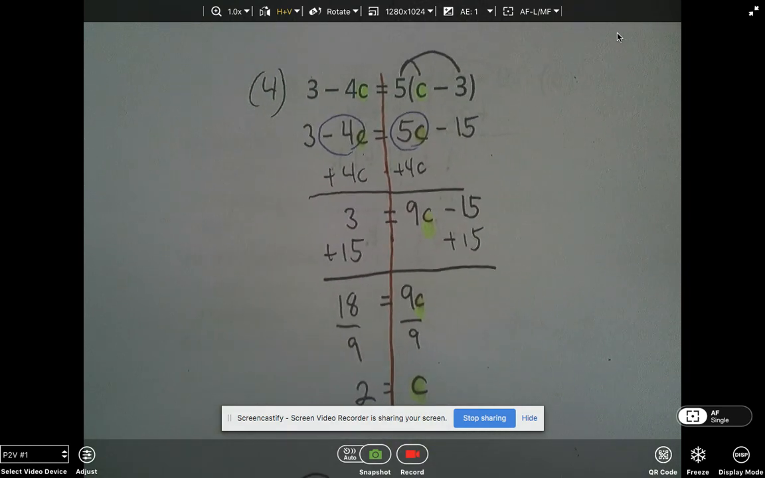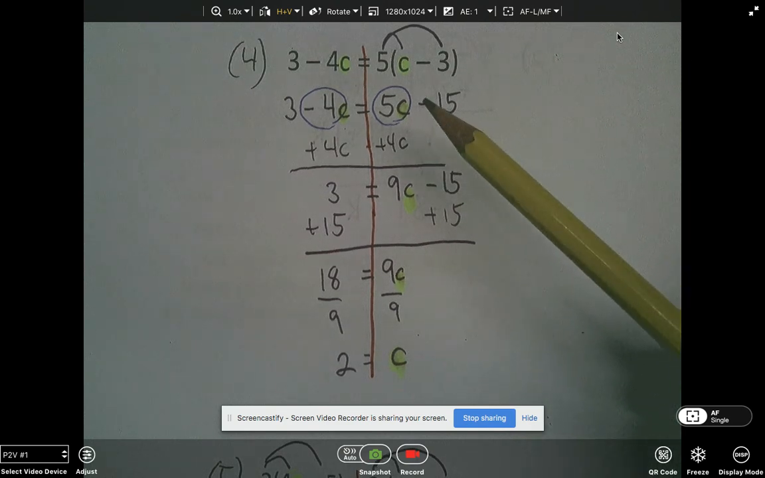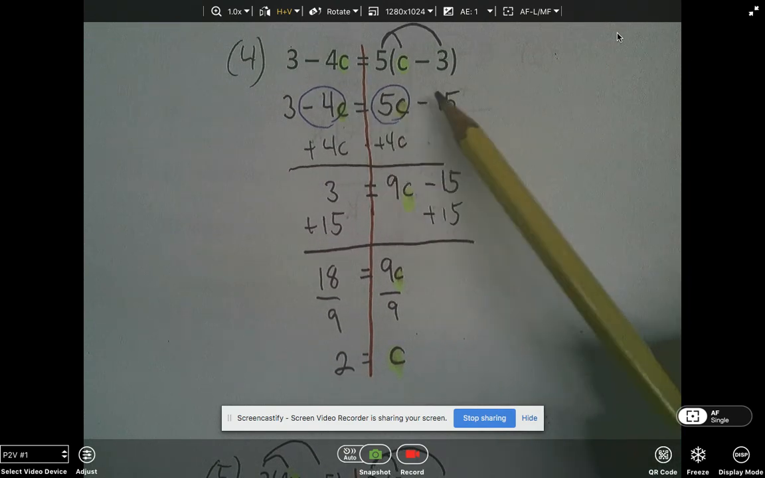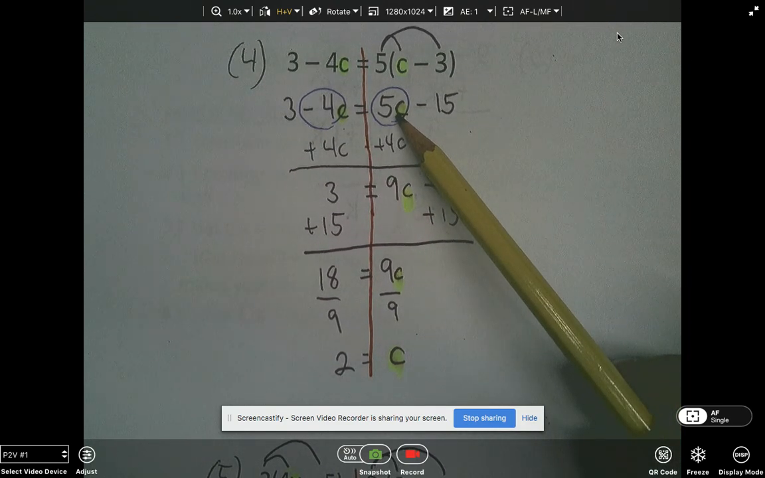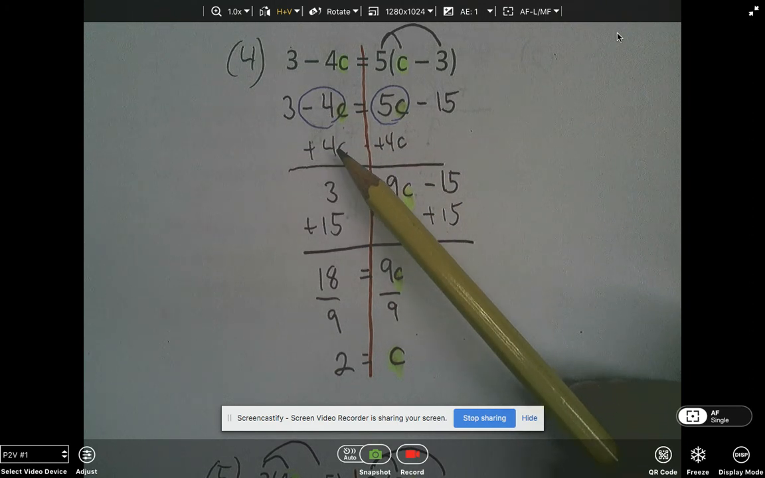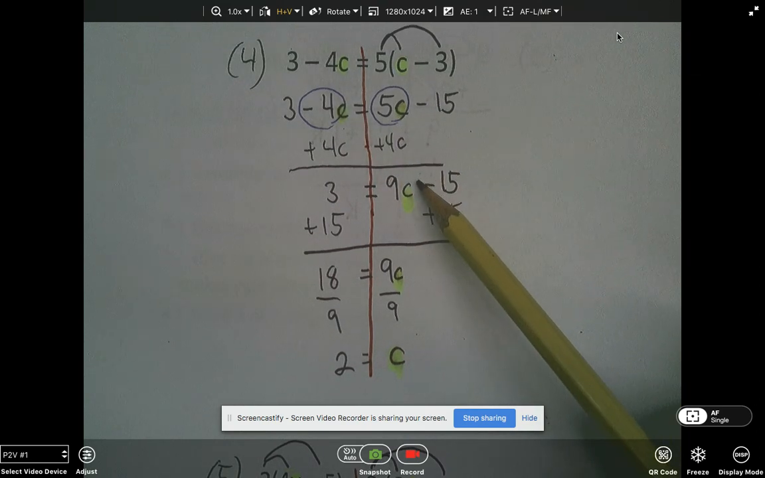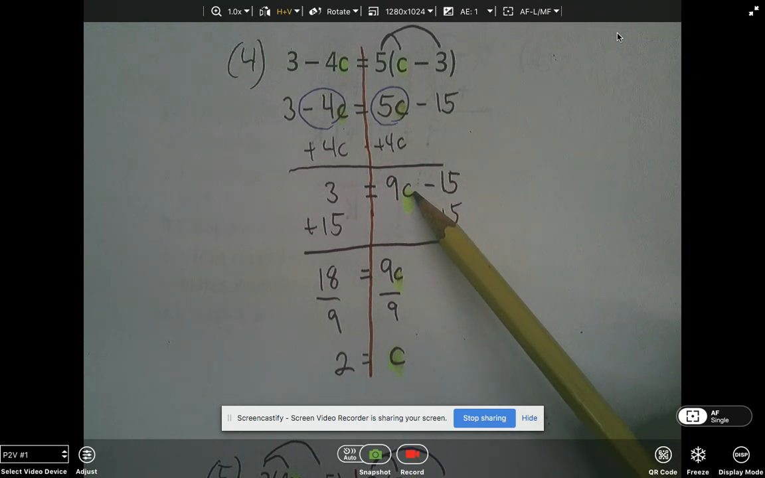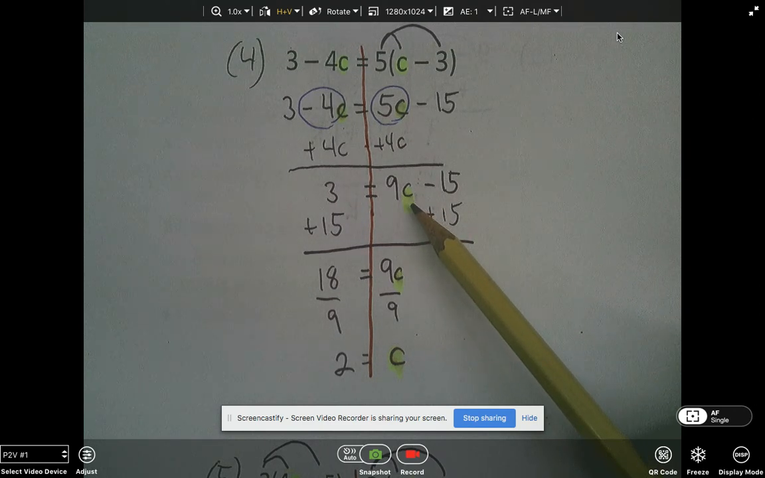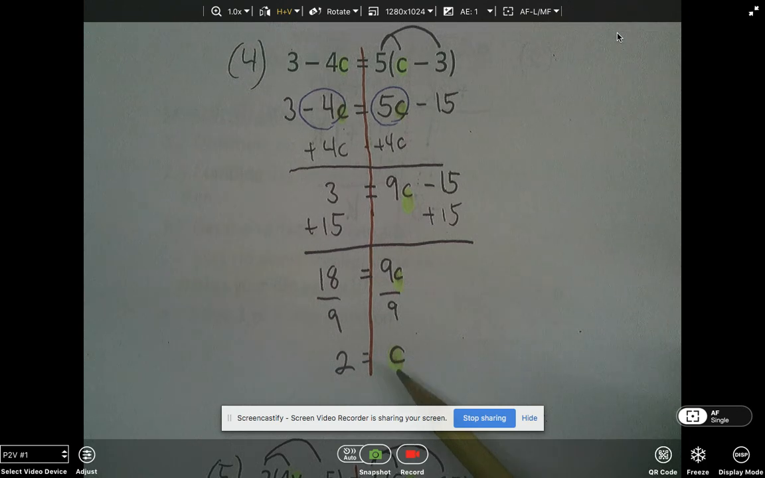So here's a nice example to look at from the beginning. After you distribute, it's as simple as possible. So the blue circles came in, and you can see that the negative 4c is smaller. So I added 4c to both sides. Now all of a sudden the highlighting is just on the right side of the equation because my variable's there. And then I added 15 and divided by 9, and I got 2.